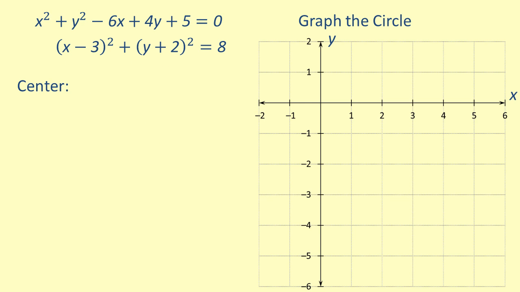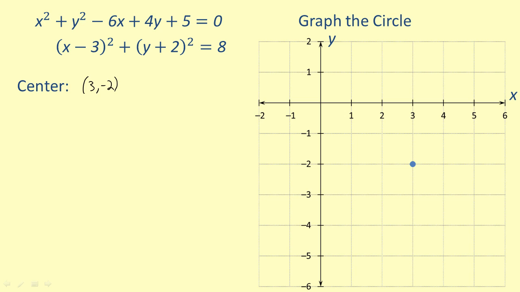Now we need to identify some important points and graph the circle. The first point we'll find is the center of the circle. Remember that the center is at (h, k). Here h is 3, the value being subtracted from x. k is the value being subtracted from y, or negative 2, so the center of the circle is at (3, negative 2).